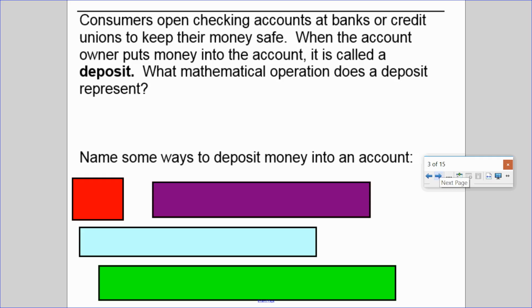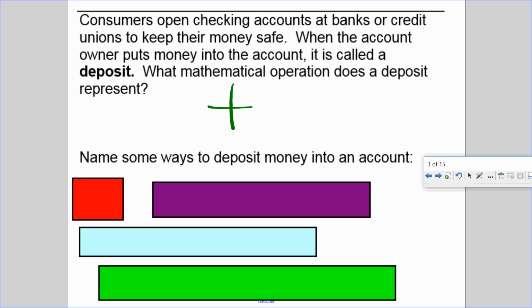So consumers open checking accounts at banks or credit unions to keep their money safe. I know I do. When the account owner puts money into their account, it is called a deposit. What mathematical operation does a deposit represent? When you put money into the bank or financial institution, you're adding money to it.